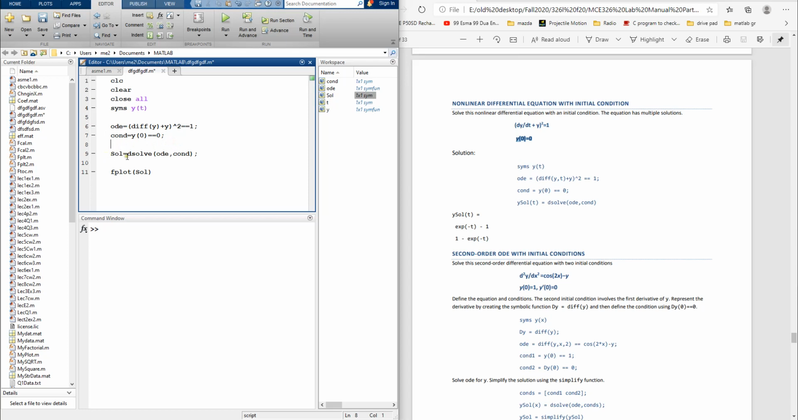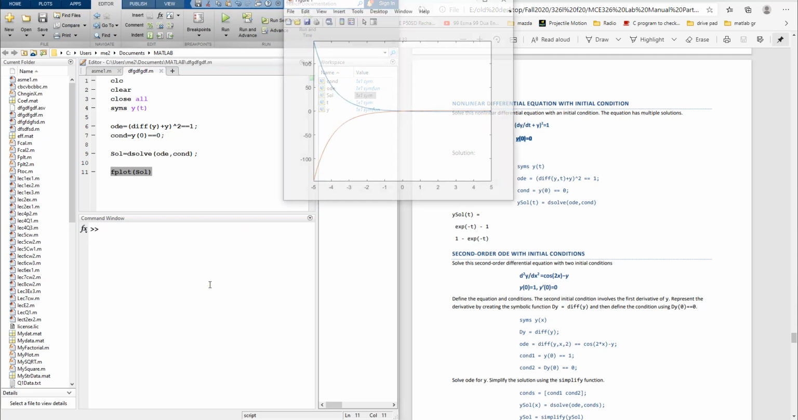How can we solve it? Same step exactly. Solve. Again, SOL is not a keyword. It is just a variable name. It could be solution, it could be S, it could be SOL, anything. Equal dsolve, it's a built-in function. It takes the ODE and the condition. Now we can plot the same thing using fplot. Save, run the program, and let me show you the result.